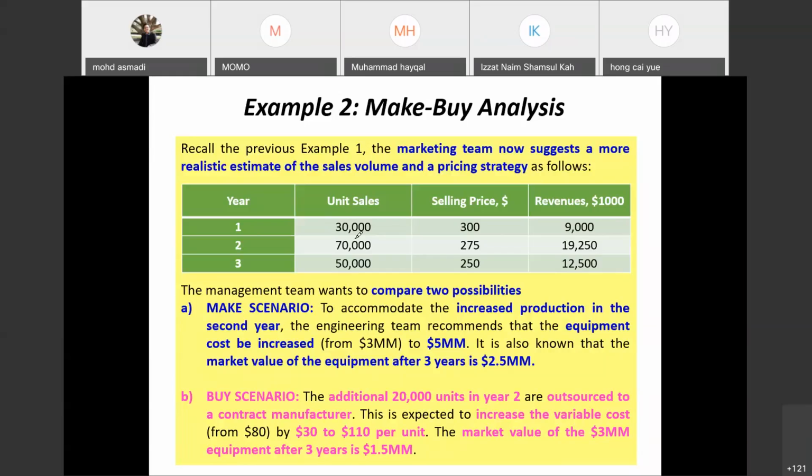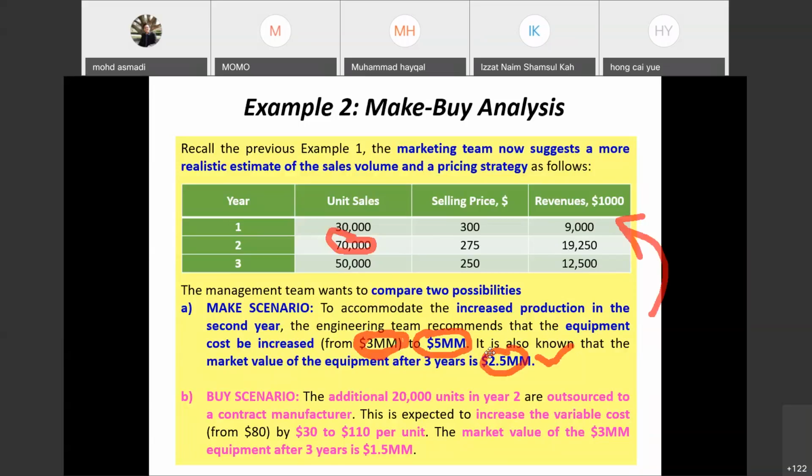If you look at it, in the second year the engineering team recommends that equipment cost be increased from 3 million. If you still remember from the example one, the equipment cost is 3 million, but the marketing suggests increase to 5 million. It is also known that market value of equipment after 3 years is 2.5 million. They have value for the equipment, but for the previous example, the value is zero, which is nil, right? This is related with this table.